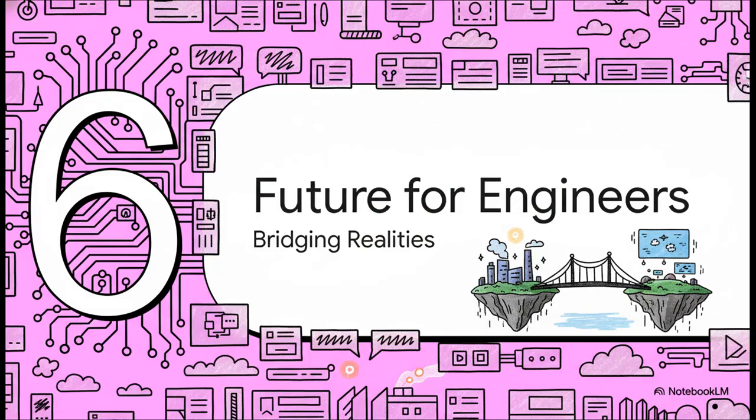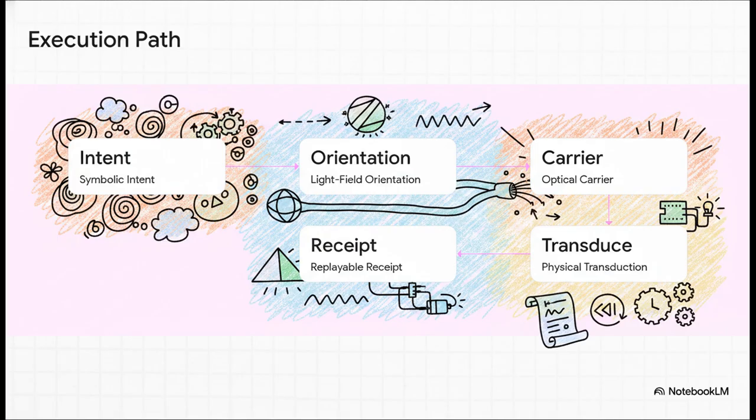And finally, Section 6, the future for engineers. For the scientists, hardware architects, and robotics developers tuned in, this is your exact operational path moving forward into the future of computing. You start with abstract symbolic intent. You orient it via light fields. You map it to an optical carrier. Then you execute it via physical transduction, like through a GPIO pin. And you end with a perfectly mathematical, replayable receipt. It completely bridges the mind of the machine with the physical light of the real world.